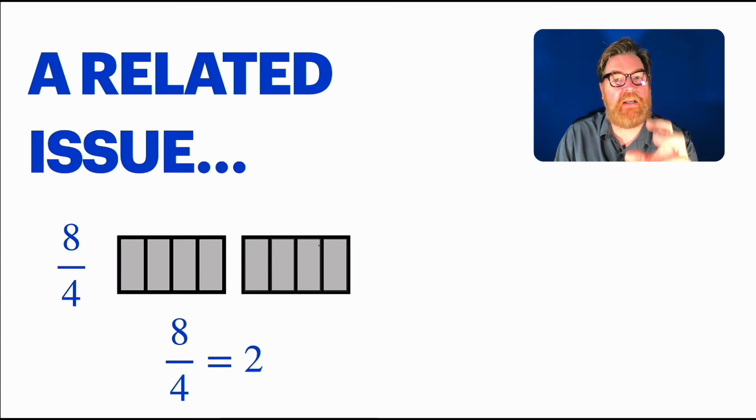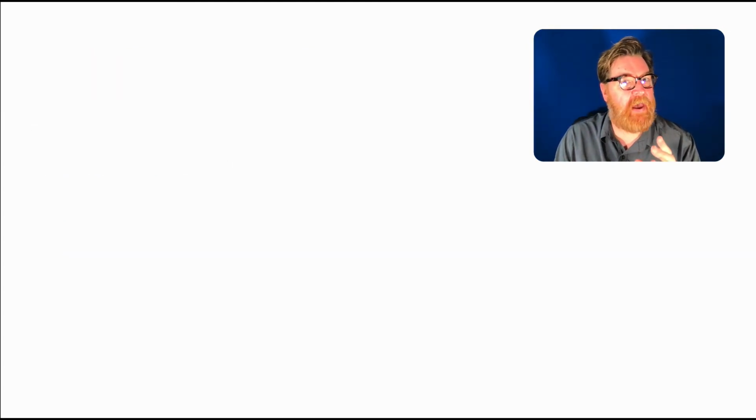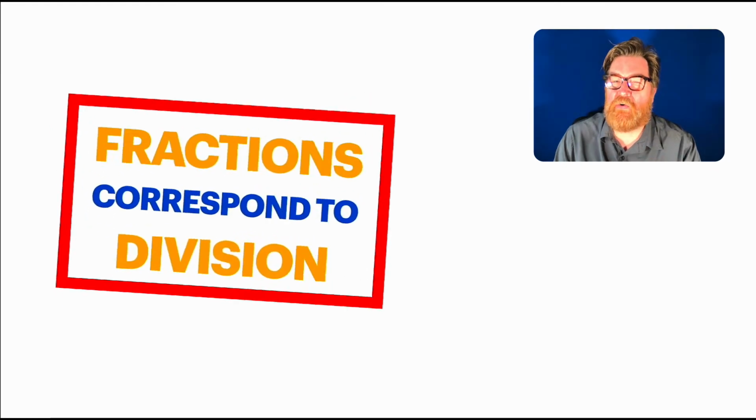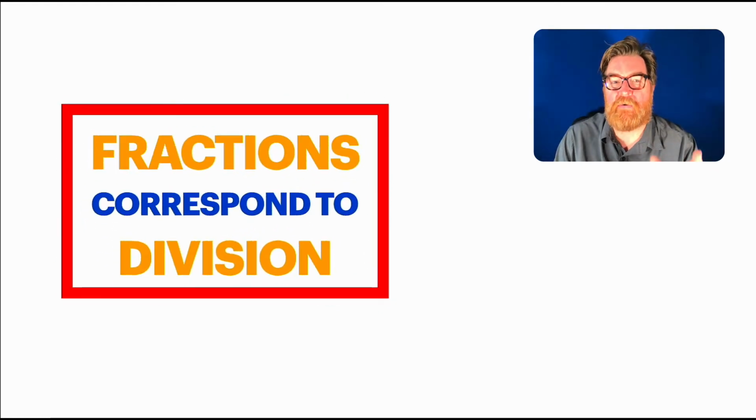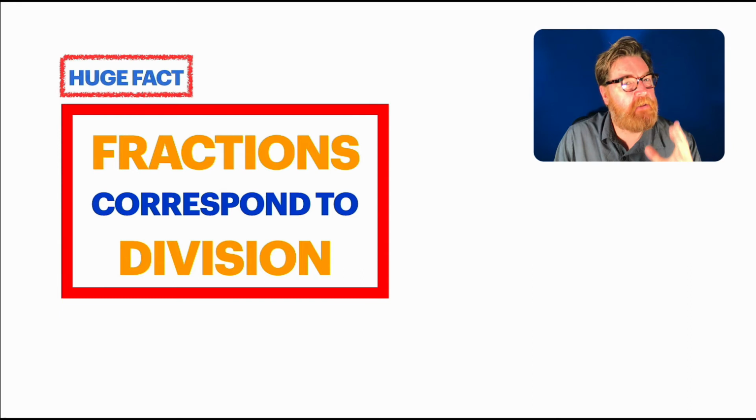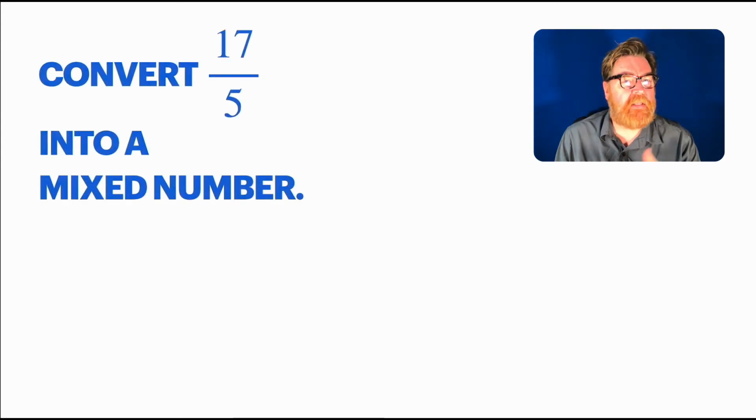And that's showing us a really important relationship. You ready? Here's a huge fact. Fractions really correspond to division, okay? That's really important. Doing fractions is really doing division. And we can use that fact right away. Fractions correspond to division. So let's say you wanted to convert 17/5 into a mixed number.